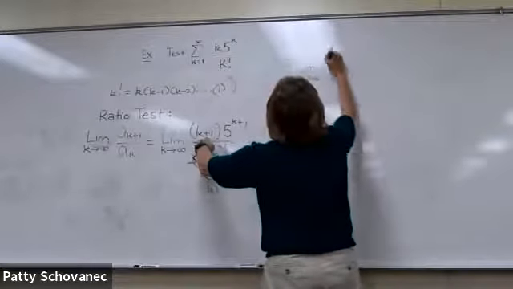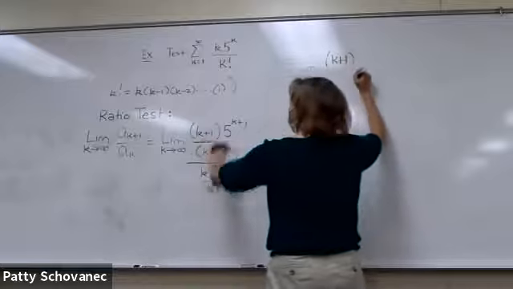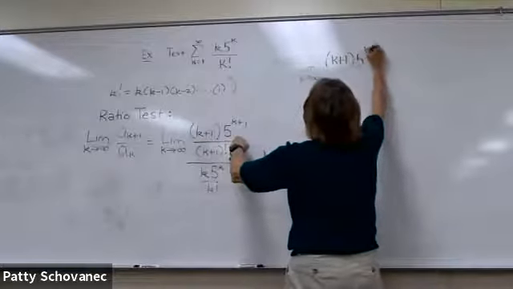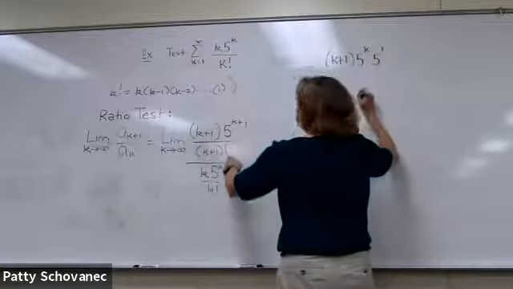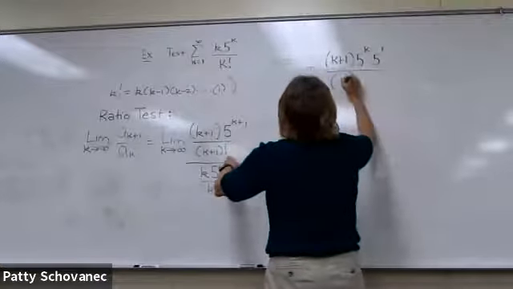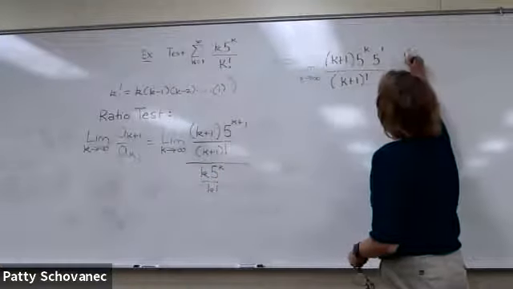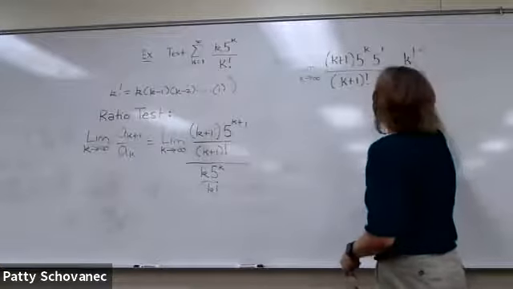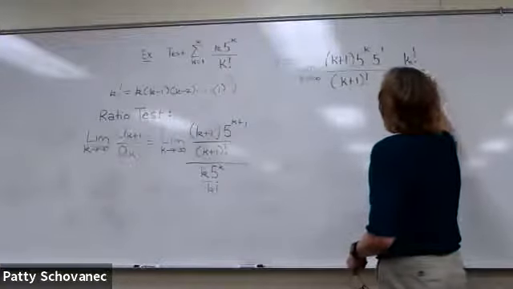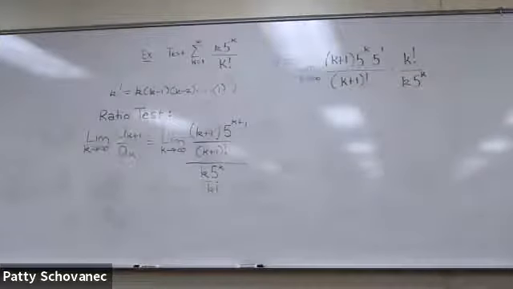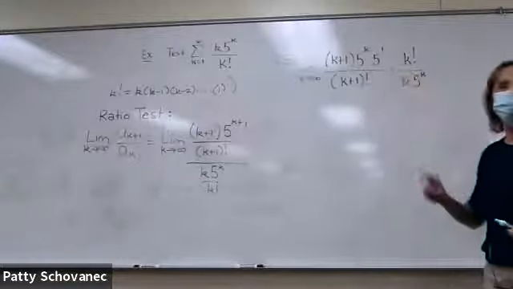So I got k plus 1, 5 to the k times 5 to the 1, k plus 1 factorial, flip that over, puts a k factorial here, and a k times 5 to the k here. That shows you that the 5 to the k's will cancel. Now let's look at how we can cancel here.